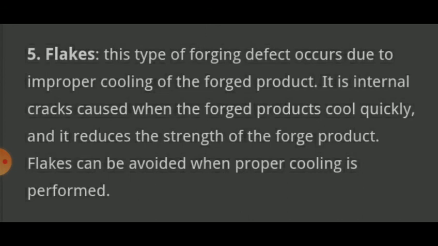Next is flakes. Flakes are internal breaks or ruptures occurring in some grades of alloy steel. These are caused by too rapid a cooling from forging temperature. It occurs due to improper cooling of the forged product. These are internal cracks caused when the forged product cools quickly, and they reduce the strength of the forged product. Flakes can be avoided when proper cooling is performed.